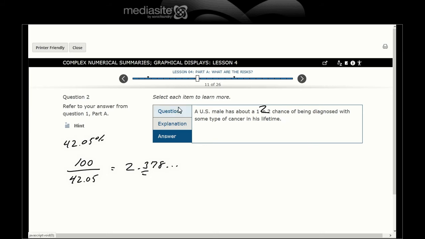So again, we just took the percentage of your chance of getting the said cancer, then divide that into 100, got that number, and then we rounded to the nearest whole number.